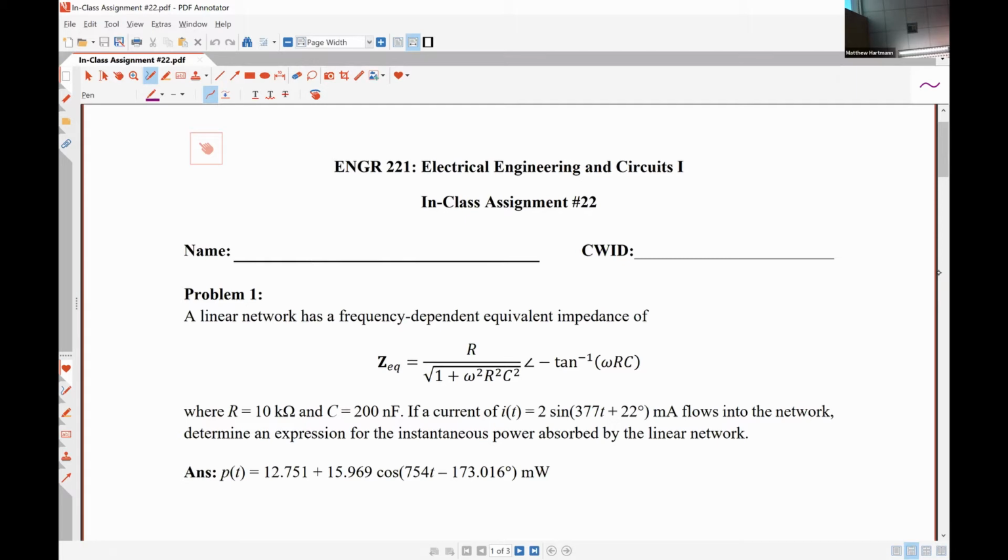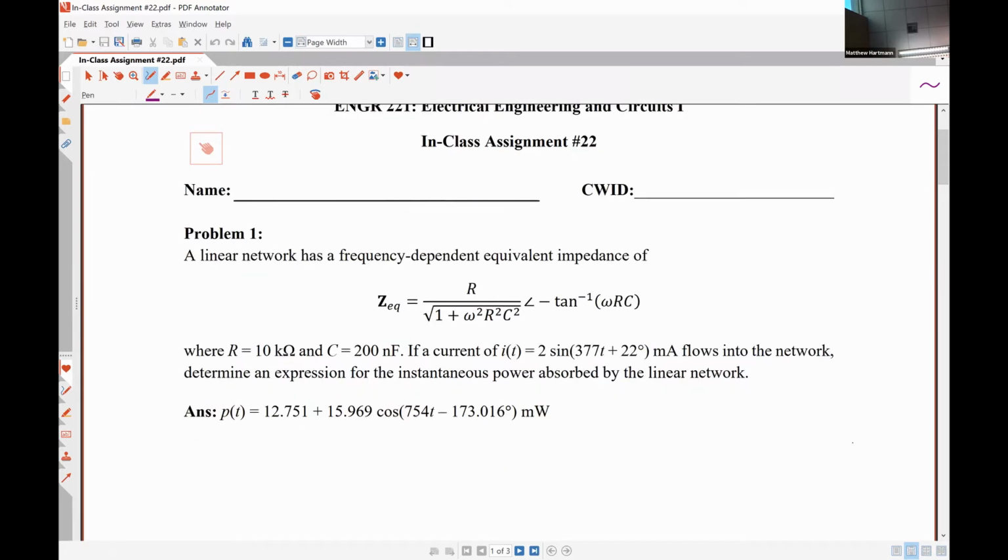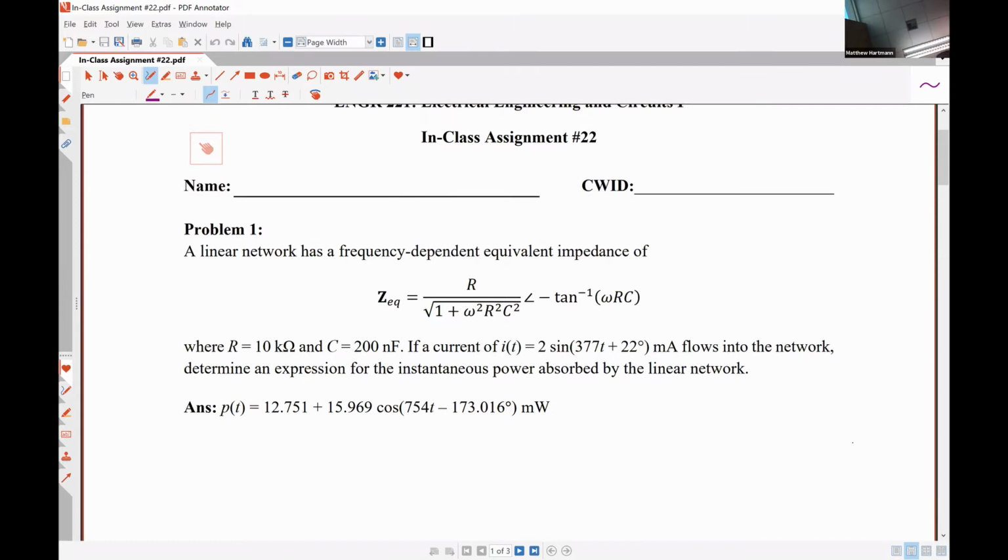And we are told that if a current of i(t) equal to 2 sine 377t plus 22 degrees milliamps flows into the network, we want to figure out what the instantaneous power absorbed by the network is.